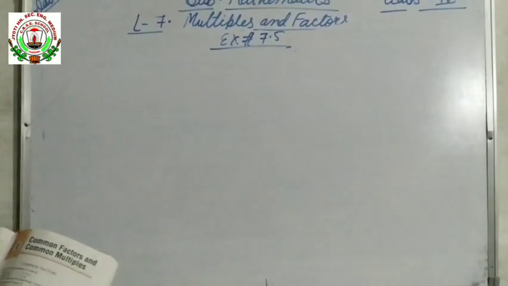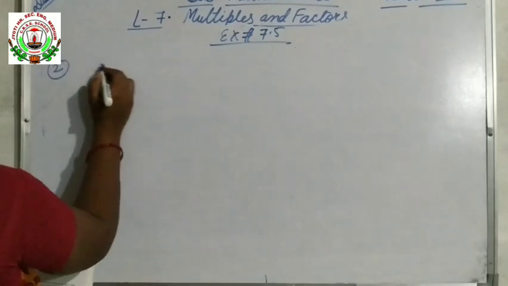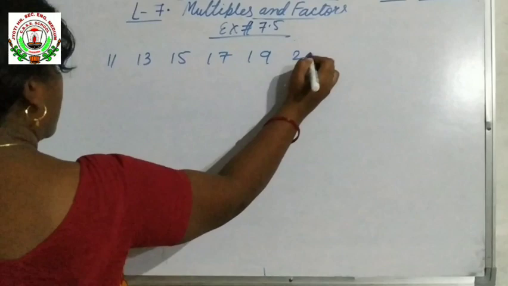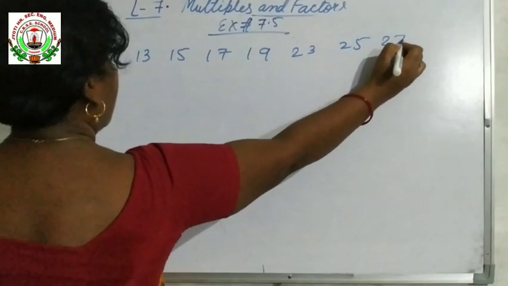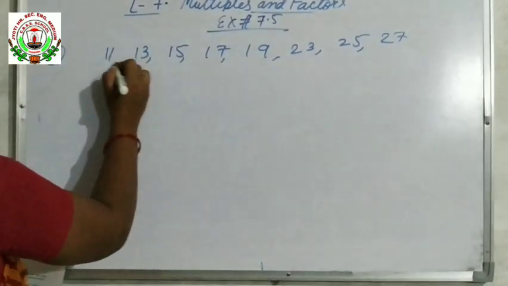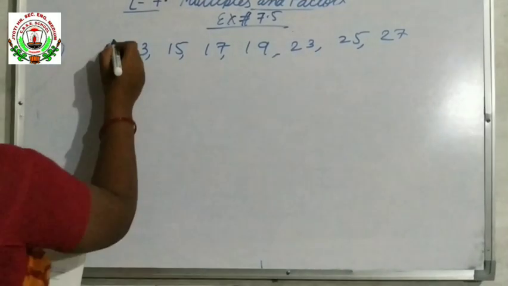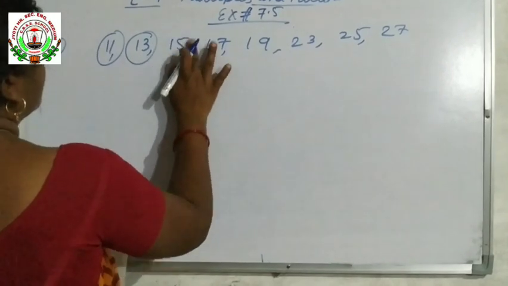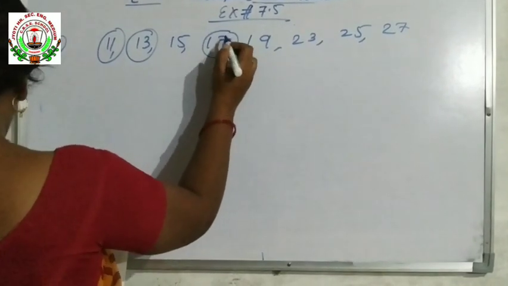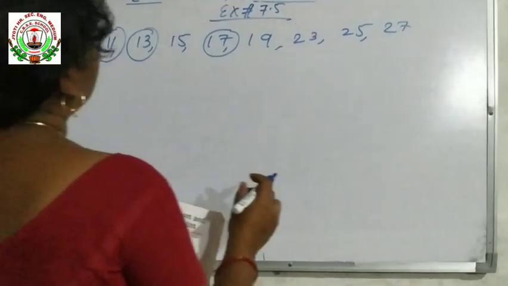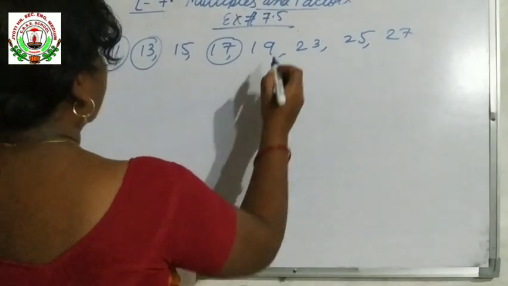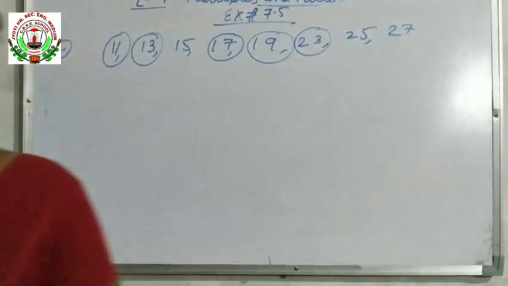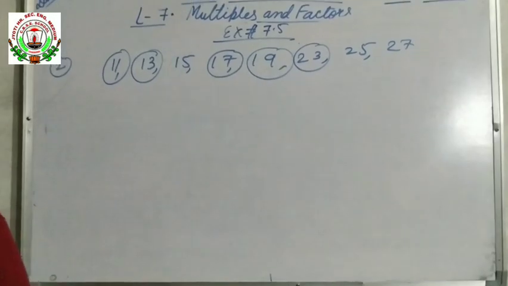Now next question is encircle the prime number. This is your question number 2. 11, 13, 15, 17, 19, 23, 25 and 27. Which are the prime numbers? So 11 is a prime number, 13 is a prime number, 15 is not a prime number, 17 is a prime number, 19, then 23. Understood? So these are the prime numbers.